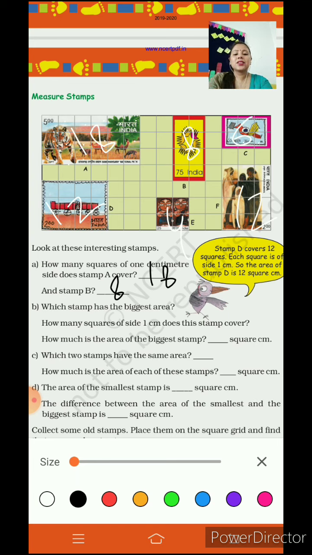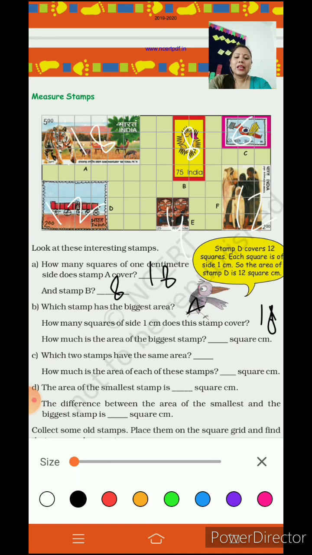Which stamp has the biggest area? सबसे ज़्यादा squares किसने cover किए हैं? Stamp A ने. So सबसे ज़्यादा area भी stamp A ने ही cover किया होगा. Okay, so answer is stamp A. How many squares of side 1 centimeter does the stamp A cover? So answer is 18. 18 squares cover किए हैं ना, so answer is 18.